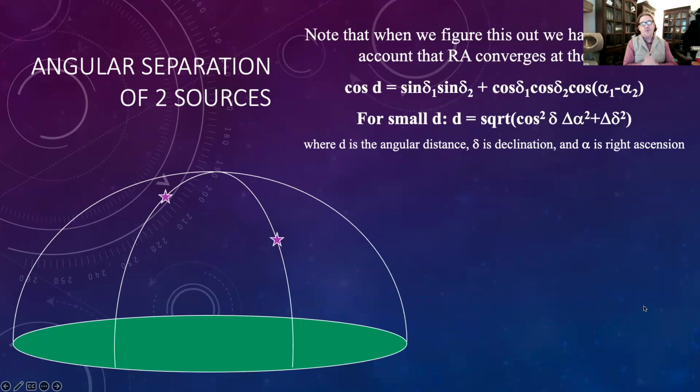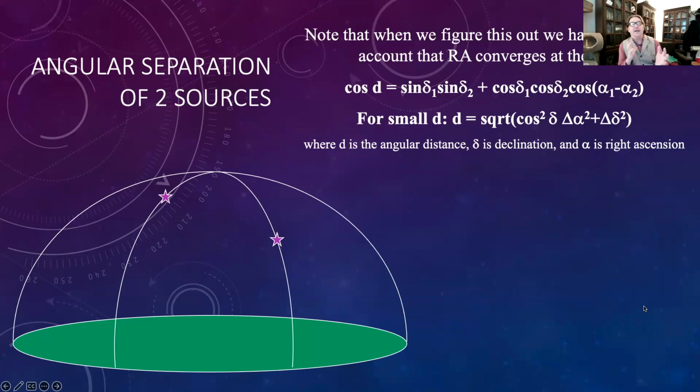Now, the equation is the cosine of the angular distance between two objects is equal to the sine of the declination of the first object times the sine of the declination of the second object, plus the cosine of the declination of the first object times the cosine of the declination of the second object times the cosine of the difference in right ascension.